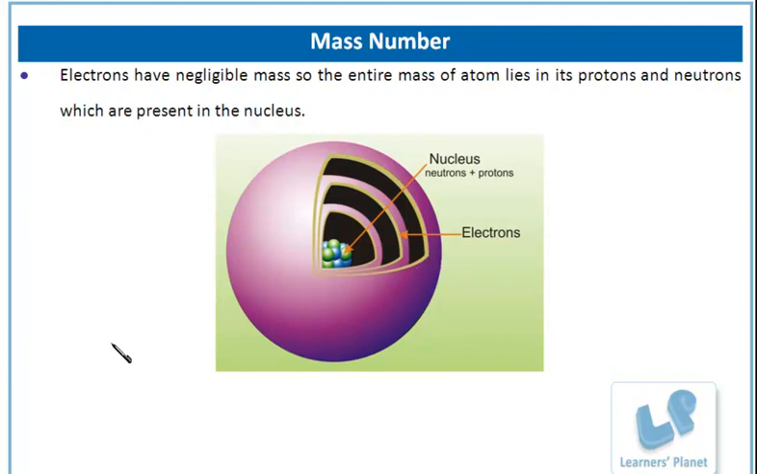It is 1 by 1831 of the mass of a hydrogen atom, or 1 by 1831 of the mass of a proton. So the mass of an electron is negligible. So all the mass of an atom resides in the nucleus. The nucleus consists of neutrons and protons. What are neutrons and protons collectively called? Nucleons.